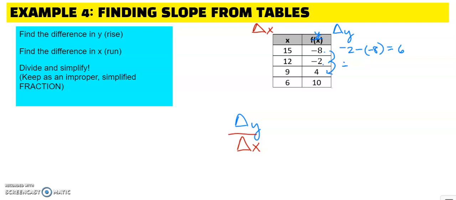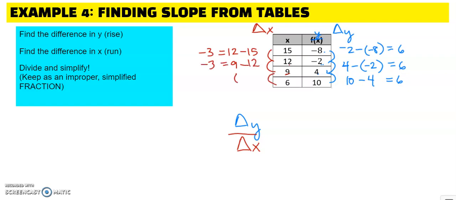Okay, I have 4 minus the previous one, minus -2. That's 4 plus 2. That equals 6. And then I have 10 minus the previous is 4. That equals 6. Yay, I love when they're the same. All right, let's do our x's. So 12 minus 15, that's -3. 9 minus the previous is 12. That's -3. Then we have 6 minus 9. That's also -3. Sweet.